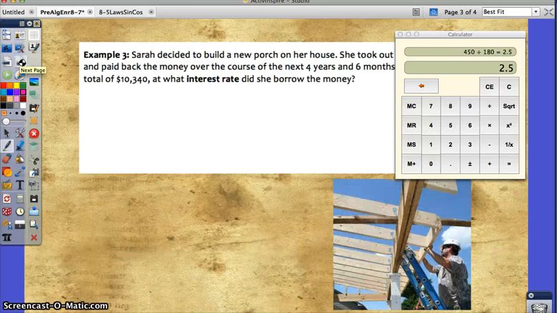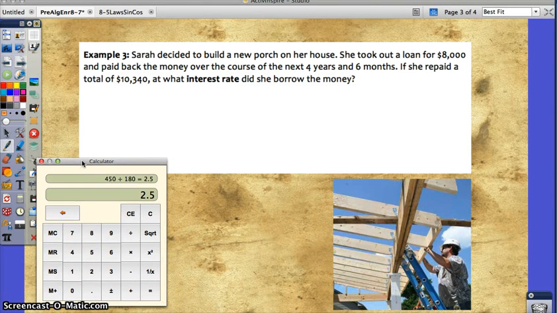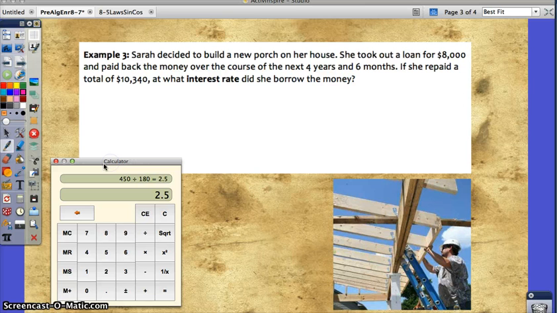Sarah decides to build a new porch on her house. She took out a loan for $8,000 and paid back the money over the course of the next 4 years and 6 months. If she repaid a total of $10,340, at what interest rate did she borrow the money? So let's set up that I = PRT and fill in what we know over here.